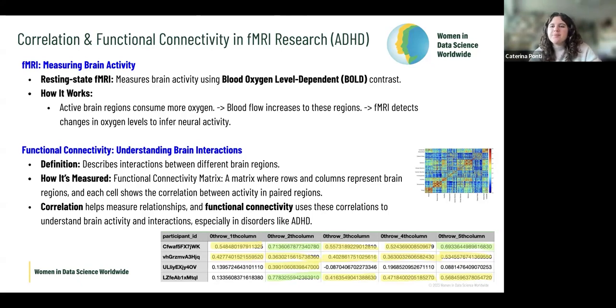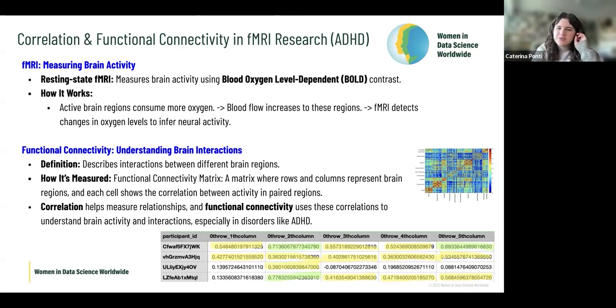In ADHD research, the functional connectivity matrix can help to understand abnormal brain patterns. By examining how different brain regions correlate with each other, researchers can identify atypical brain activity associated with ADHD. That's why the functional connectivity matrix is really important in this challenge, and that's why it was added in predicting the multi-outcome model. For example, certain brain regions might have lower or higher correlation than in typical brains, which can provide insight into the neural basis of ADHD symptoms.